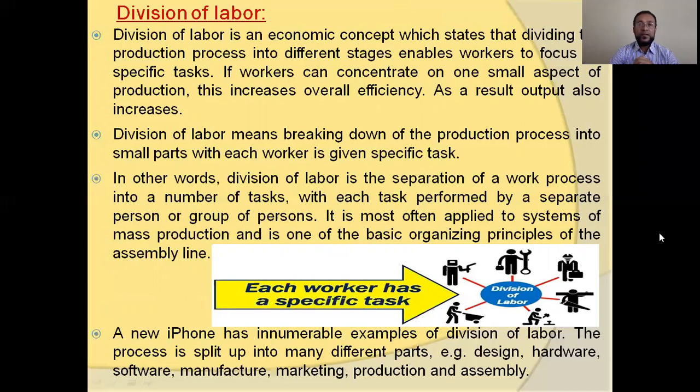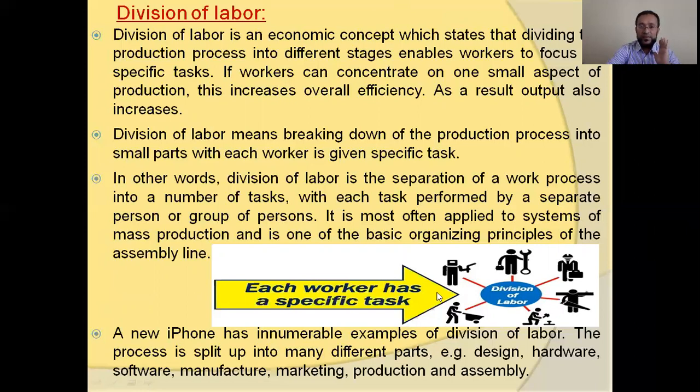Division of labor is an economic concept which states that dividing the total production process into different stages enables workers to focus on a specific task. If workers can concentrate on a small aspect of production, this increases overall efficiency. As a result, output also increases. So that means division of labor means just breaking down the total working process into small parts and giving a special task to each worker.